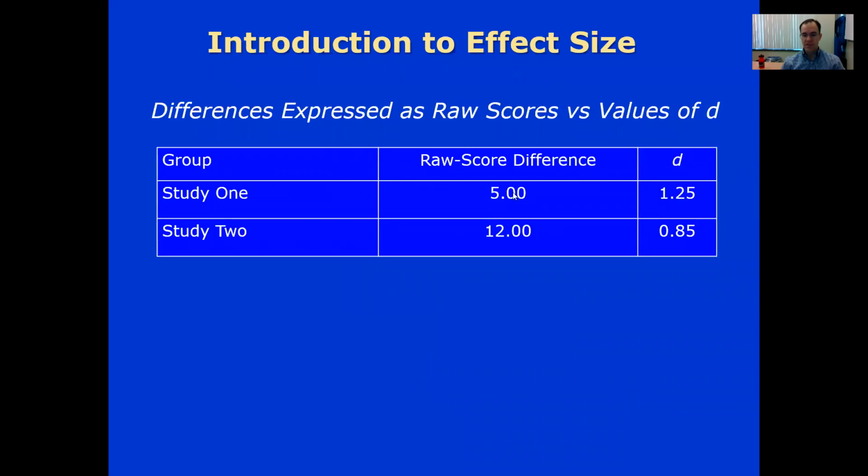And again, just to emphasize the difference expressed as raw scores versus values of d. If you look at the raw score difference in means, you conclude that study 2 must have been more effective than study 1. But when you standardize the scores using the means and the standard deviation of each study, you notice that the actual effect size in study 1 is much bigger than study 2, indicating that study 1 had a more effective outcome in the experimental group than in study 2.